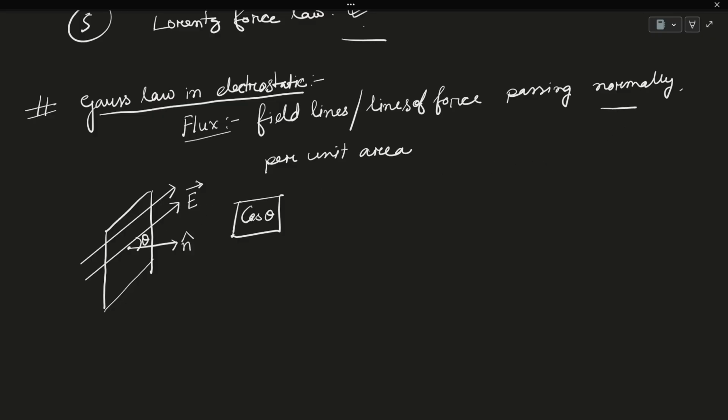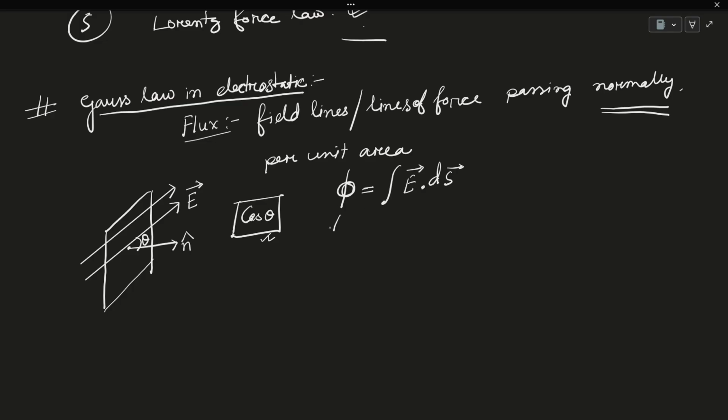So the field lines must pass through it normally. If I denote the flux by phi, then what will be its value? Phi will be equal to the integration of E dot dS. Why is there a dot product? This dot product is just because of this cos theta component. This is coming because of the normal component.